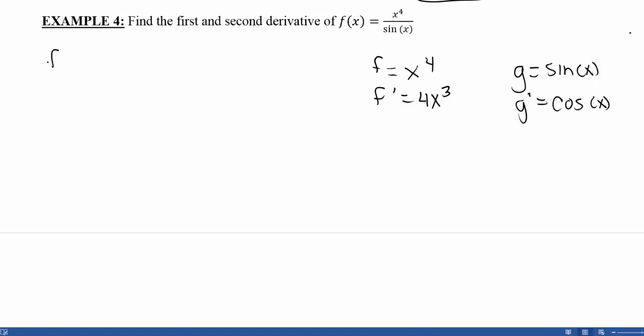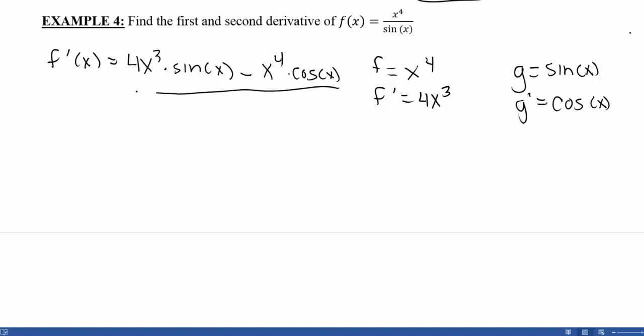So my first derivative, I'm going to have f prime times g. So 4x cubed times sine x minus f times g prime. So x to the fourth times cosine x. All of that divided by g squared. So sine x squared. So my first derivative wasn't so bad.